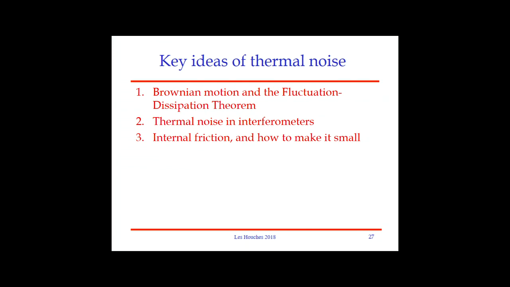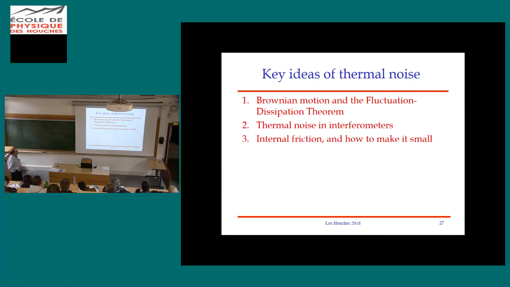So this is a rich enough topic that I've got a little sub-outline for this section. I want to talk about the original discovery of Brownian motion and tie that together with an idea that came much later, the mid-1950s, the fluctuation dissipation theorem. And then I will show how this plays out in interferometers, and in particular will focus on the most important thing you can manipulate to make thermal noise tolerably small, namely the amount of internal friction in the mechanical parts of the apparatus near the mirrors.